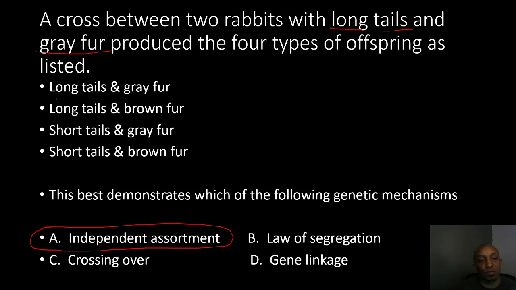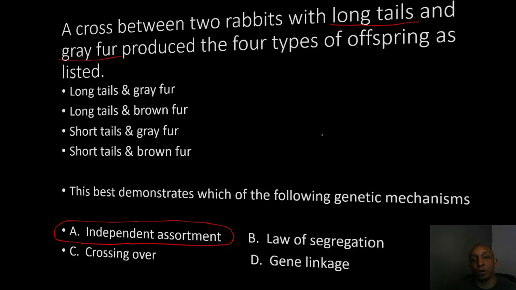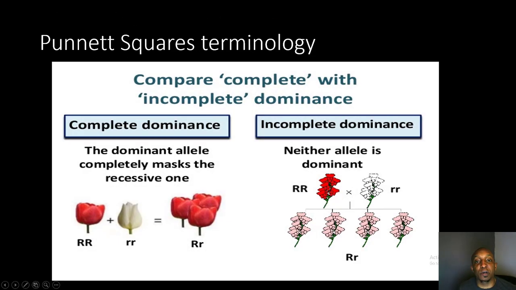So that's how we can tell with this one, because long tails doesn't always come with gray fur and short tails doesn't always come with brown fur. They independently assort. So now let's look at some Punnett squares terminology.